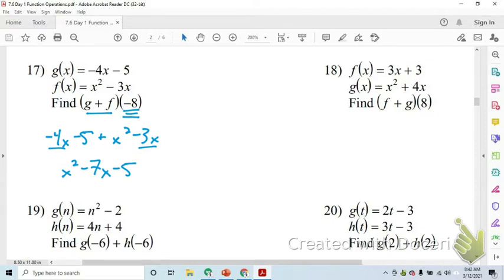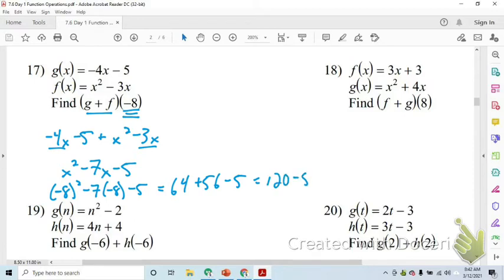So what you could do is this. Plug negative 8 into this. Negative 8 squared minus 7 times negative 8 minus 5. So it'd be 64 plus 56 minus 5. 64 plus 56 is 120. 120 minus 5. So our answer should be 115. I believe. Man, I hope I don't get that one wrong. Yeah, I'll stick by it.